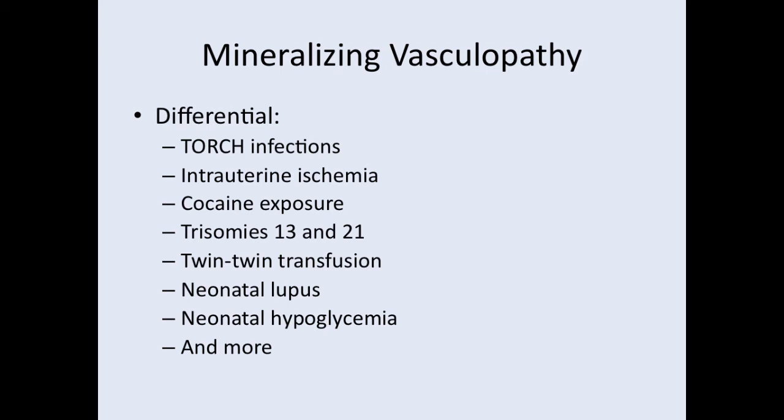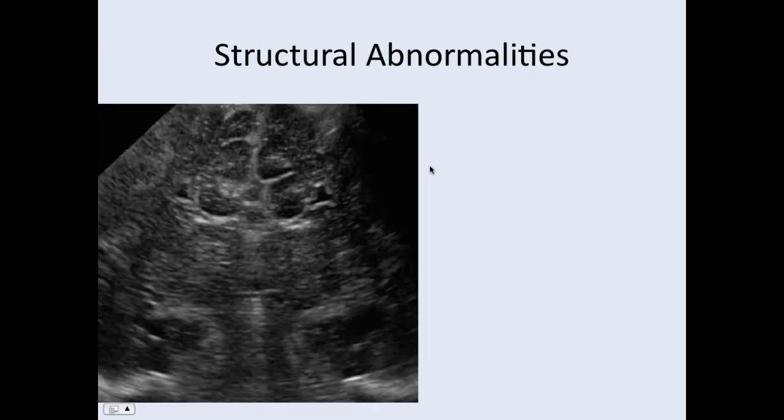There's a wide variety of abnormalities that can produce mineralizing vasculopathy. Most commonly we get concerned about what are called TORCH infections, which are like the rubella, cytomegalovirus, herpes, HIV infections, things like that, that some babies can acquire when they're in the womb.